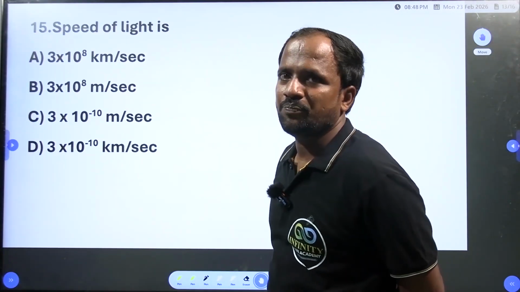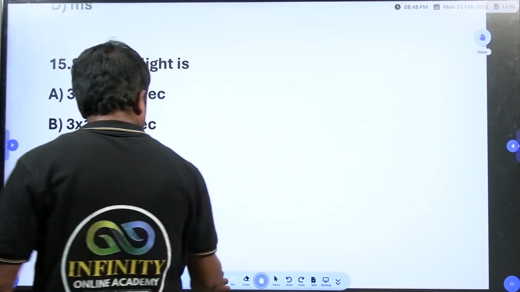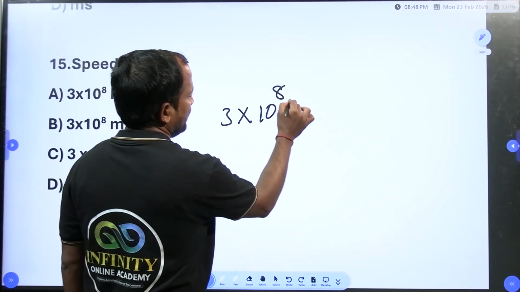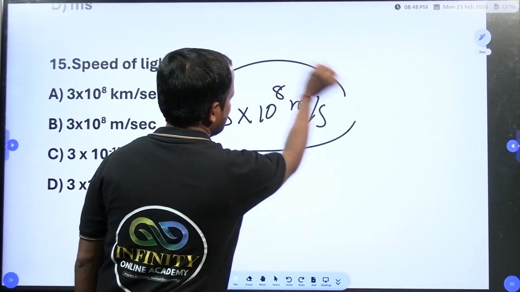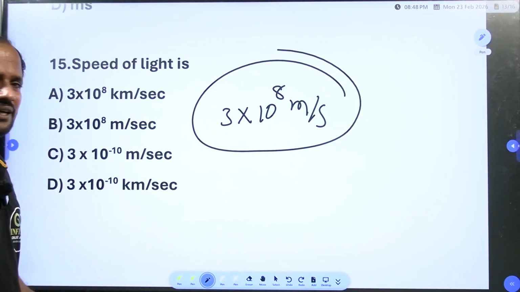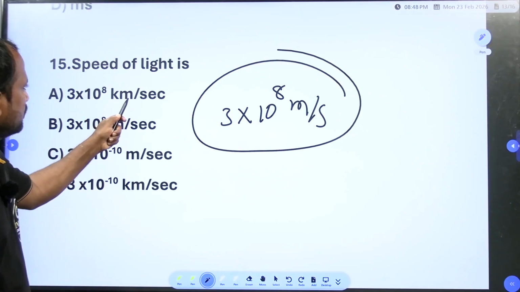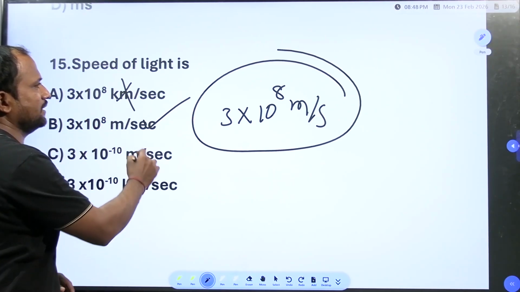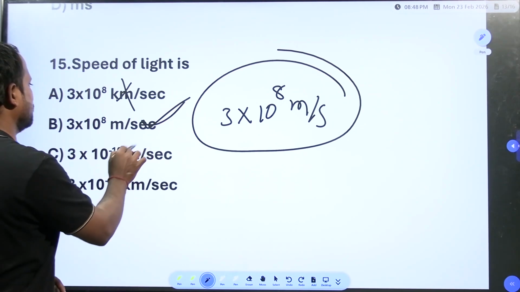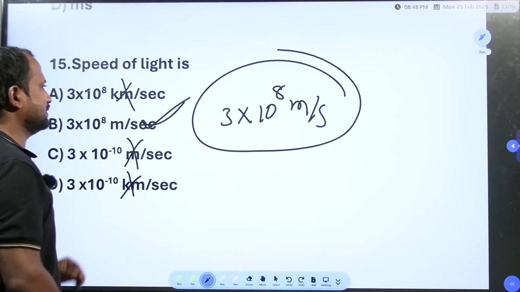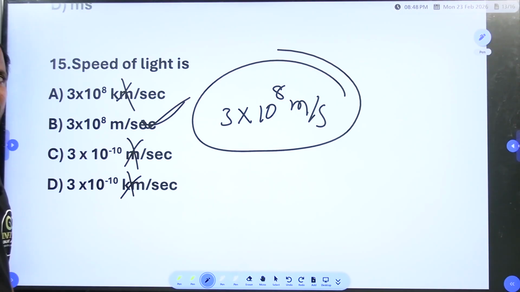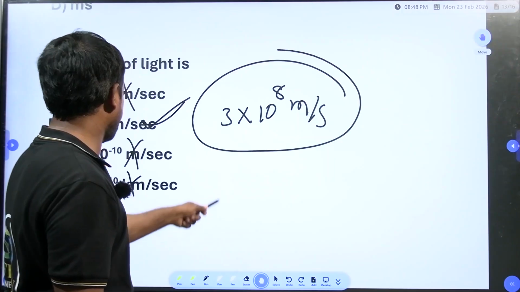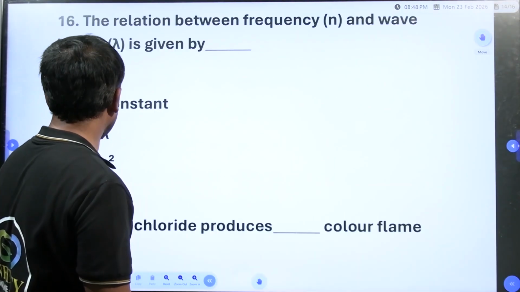The speed of light. Already you know this. Speed of light in vacuum is 3 into 10 to the power of 8 meter per second. Here 3 into 10 to the power of 8 kilometers is wrong. So 3 into 10 to the power of 8 meter per second is the correct answer. 10 to the power of minus 10 and the others are wrong answers. So we'll see the next question.